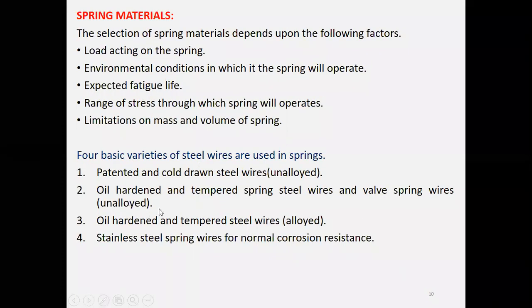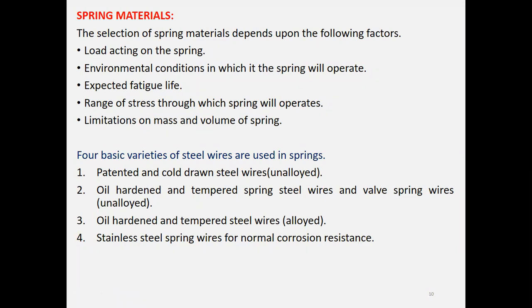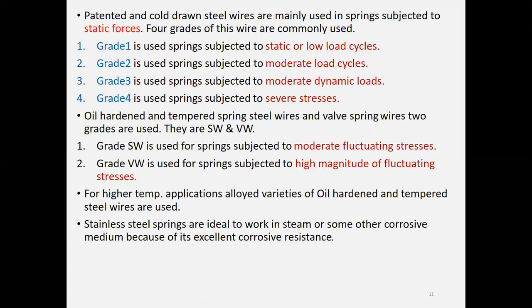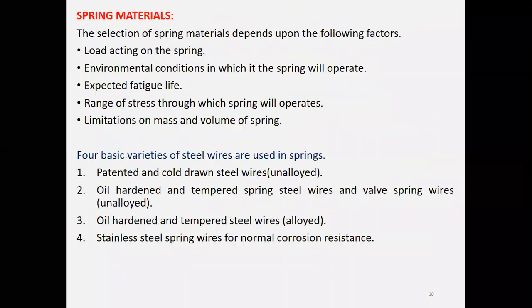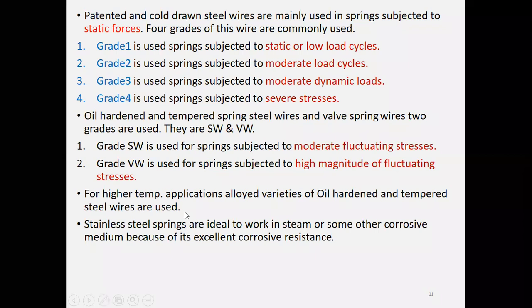For example, the first one, patented and cold drawn steel wire, that is unalloyed. When you will be using that, in the patented there are 4 grades. Before I tell you when you have to use these grades, you should first understand when this first variety, patented and cold drawn steel wire, is going to be used.